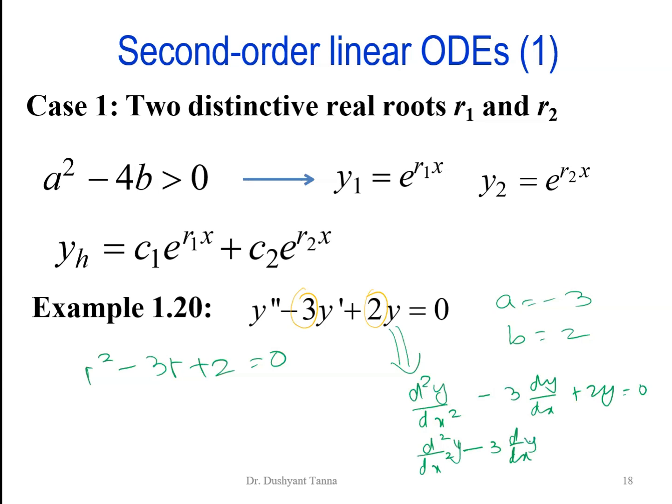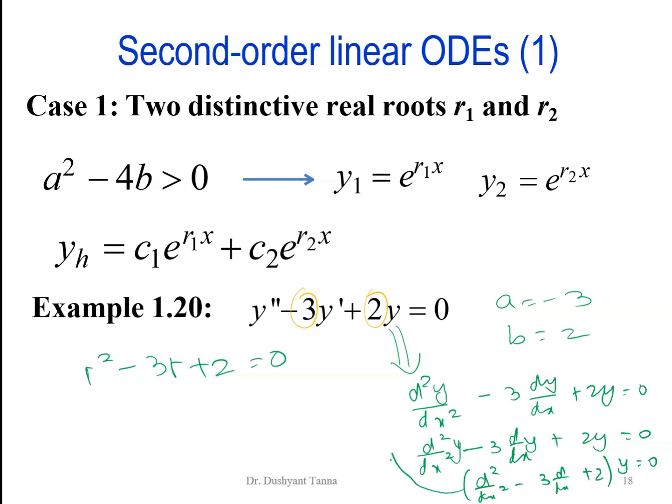I'm just keeping y separate. And then d square y by dx square, minus 3 dy by dx plus 2 of y is 0. Right? So d2y by dx2, keeping y separate because you are differentiating y twice. You are differentiating one and the y as it is.